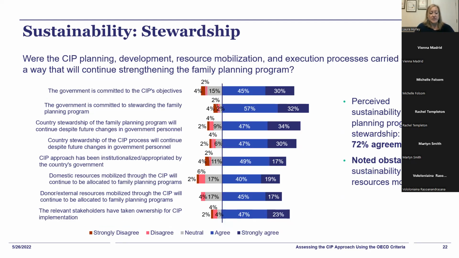Finally, we have sustainability. We define sustainability as the extent to which the benefits of the CIP approach will continue. I divided sustainability statements into two main categories: stewardship and capacity. In this first slide on the sustainability of stewardship, we see that survey respondents feel that government commitment, stewardship, and stakeholder ownership is likely to continue. However, they question the sustainability of both domestic and external resource allocation. Next slide.